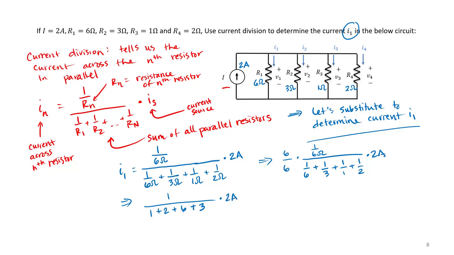Multiply by 2 amps. That gives us 1/12 times 2 amps. We determine, therefore, I1 must be equal to 2/12 amperes, or 1/6. That wasn't so bad, was it? The important thing was to make sure we used the current division equation correctly and substituted everybody in with the correct units.